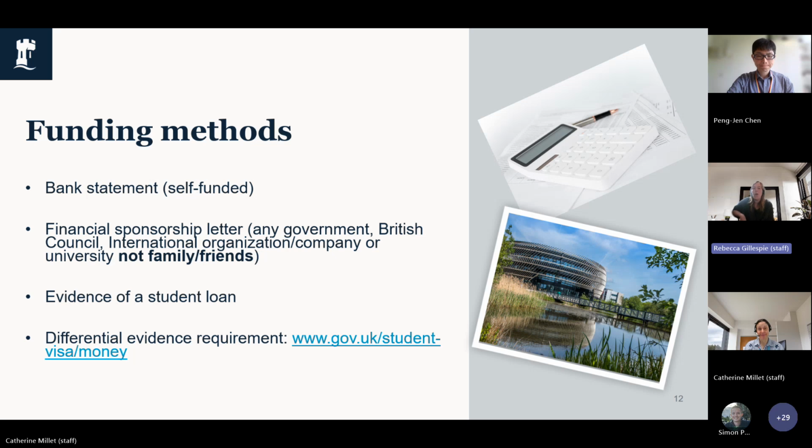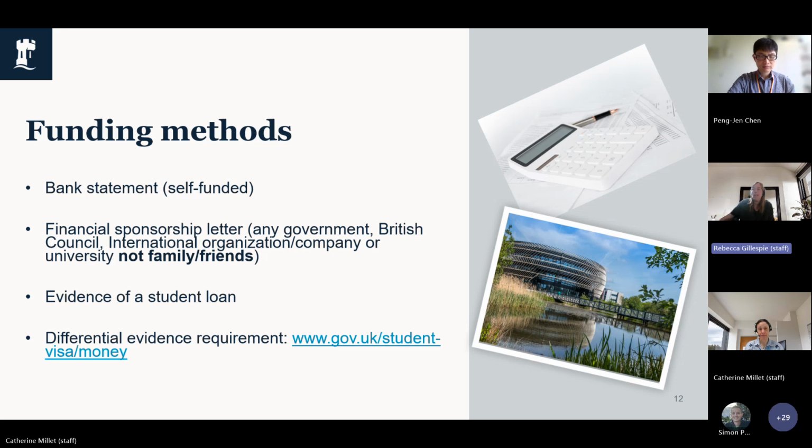It's important to note that you cannot rely on bank statements from extended family, such as grandparents, aunts or uncles. This will not meet the student visa financial evidence requirements. Funds need to be in cash, which can be immediately accessed.